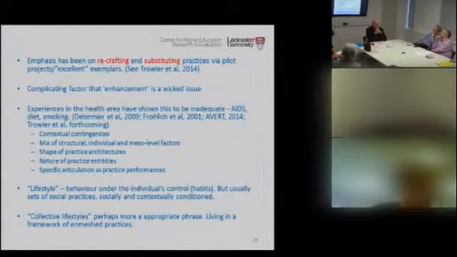They talk about recrafting practices and substituting practices, including, of course, potentially practices around learning and teaching. And they say, yes, of course, we can recraft practices. We can introduce online things. We can introduce new technologies. We can do things in more student-centered ways and so on. We can substitute practices. We can simply change other ways of doing it.